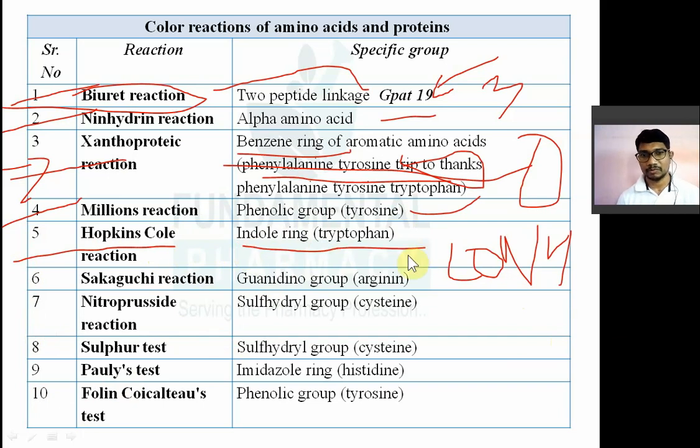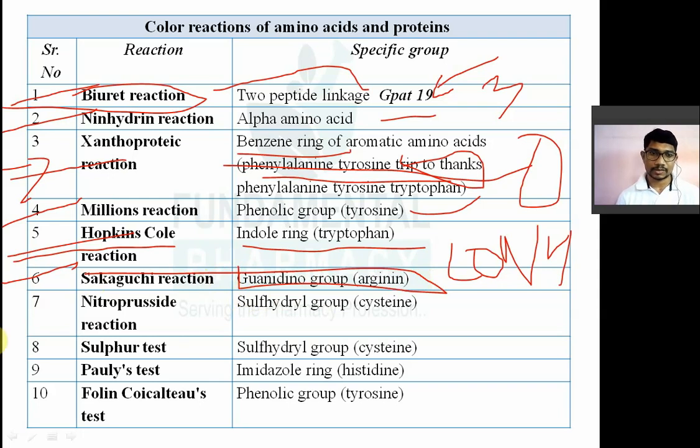Next one is known as the nitroprusside test. Sodium nitroprusside is used. So this test is given positive by the sulfhydryl group. So sulfhydryl group जिसमें होता है, cysteine में. So the sulfur test and nitroprusside test, sodium nitroprusside and sulfur test, both tests are given positive by amino acids containing a sulfhydryl group, cysteine.